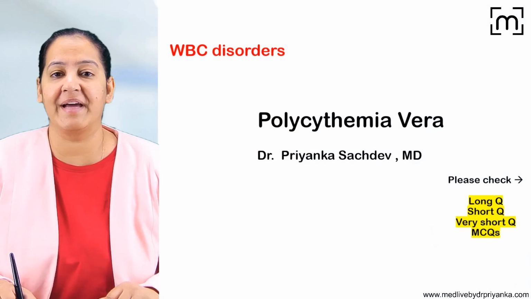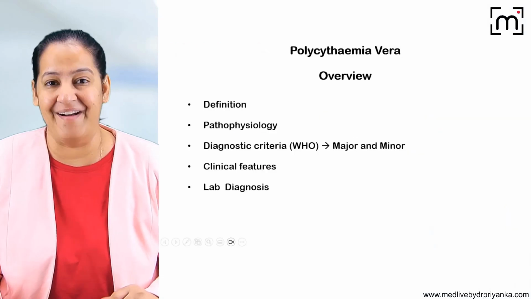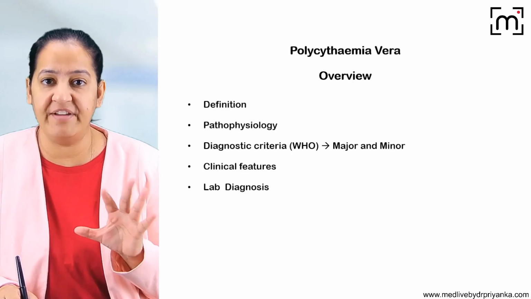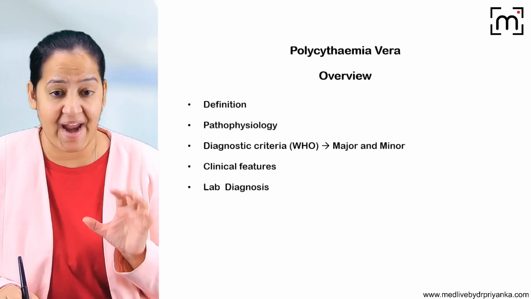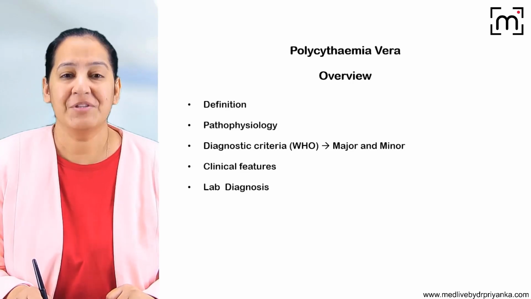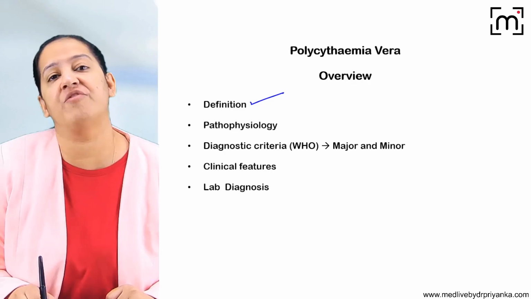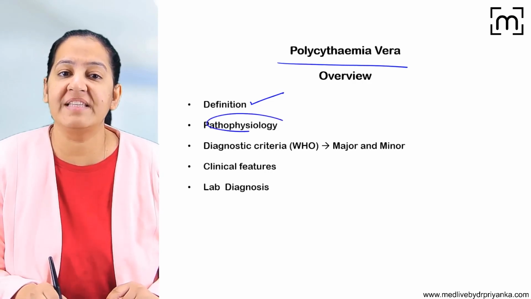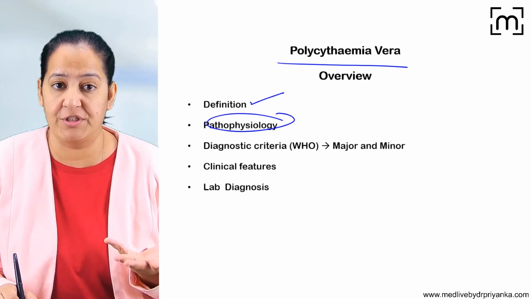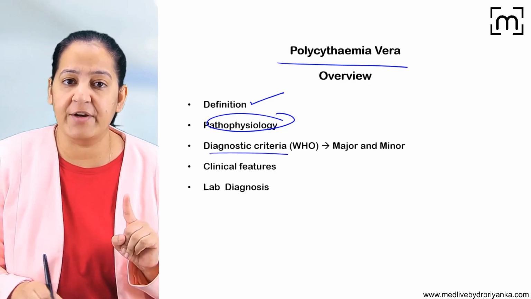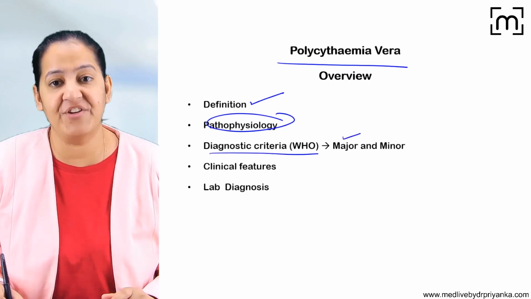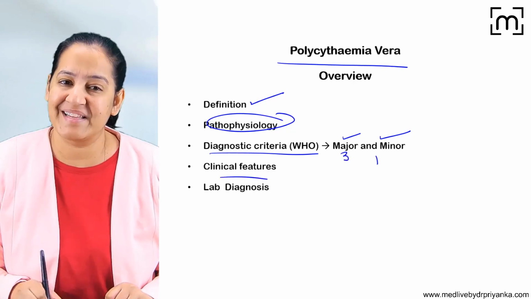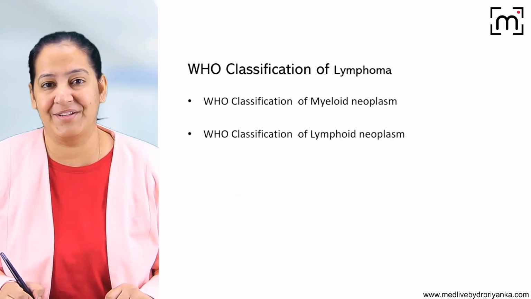We are starting a topic that is Polycythemia Vera. Now, first of all, I will let you know the overview, the headings under which I'm going to discuss this topic. First, the definition of Polycythemia Vera. Then the most important, its pathophysiology or etiogenesis. Then we will see its diagnostic criteria given by the WHO, the major and the minor criteria. I will let you know the 3 major and 1 minor criteria. Then we will see its clinical feature and lab diagnosis. So let's start the topic.